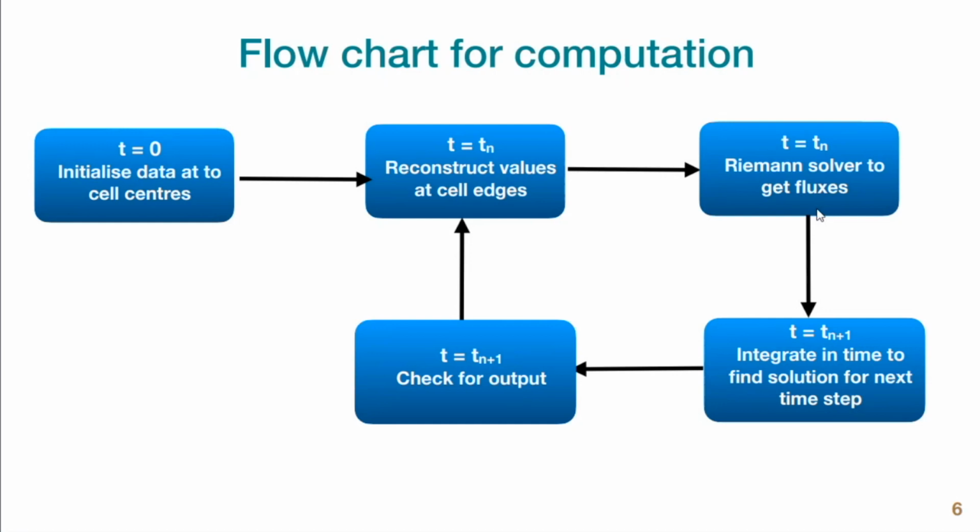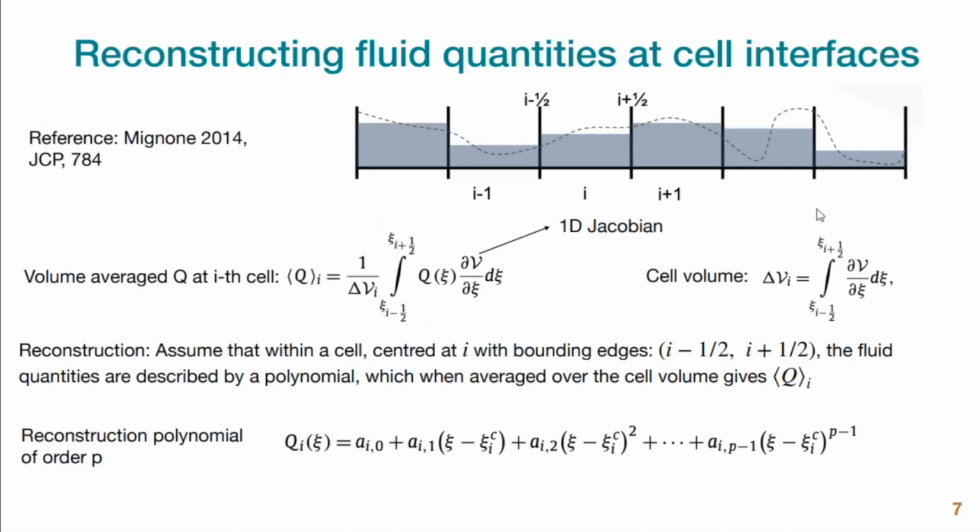So the first step is actually to reconstruct the values at the cell edges. Pratik has already given you an introduction to it. I'll just briefly gloss over it and show you how it works. So here, when you start off, your distribution would actually look like this. Suppose I give you the value at the cell center here, a volume average quantity.